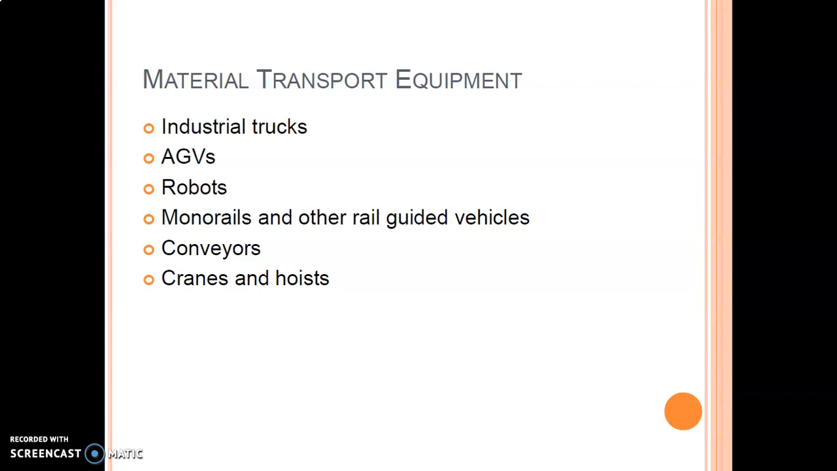Then suppose you want to transfer your material from one point to another point, or from one machine to another machine. In that case, you can use the AGV. Next one is the robots.